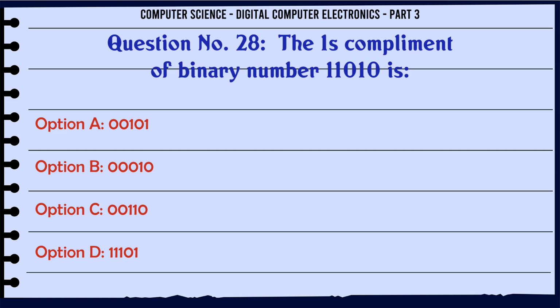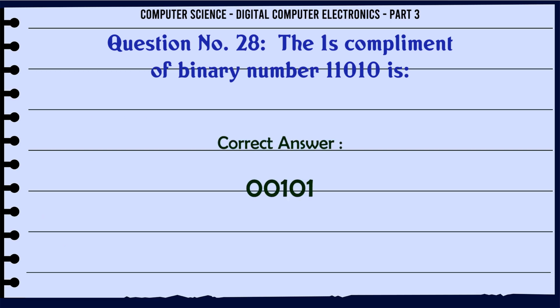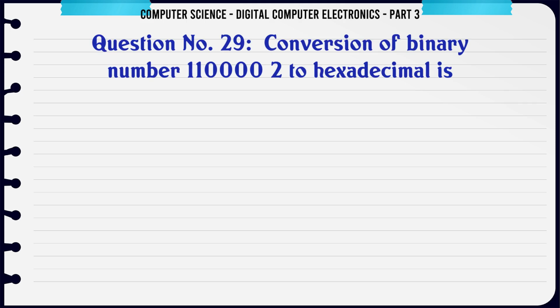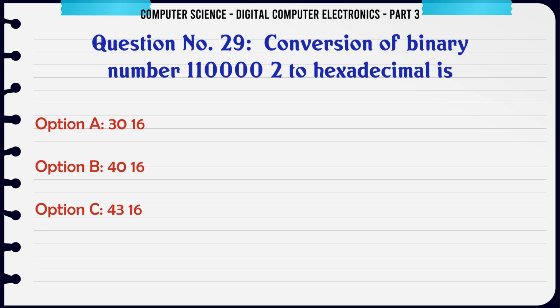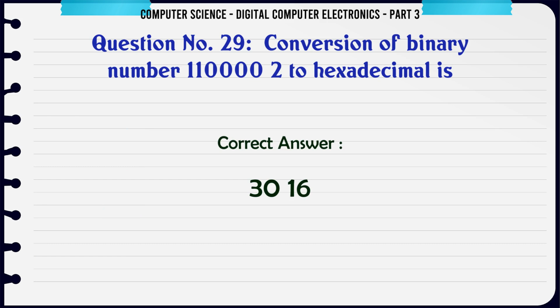11101. The correct answer is 00101. Conversion of binary number 1100000 (base 2) to hexadecimal is A. 30 (base 16). B. 40 (base 16). C. 43 (base 16). D. 27 (base 16). The correct answer is 30 (base 16).